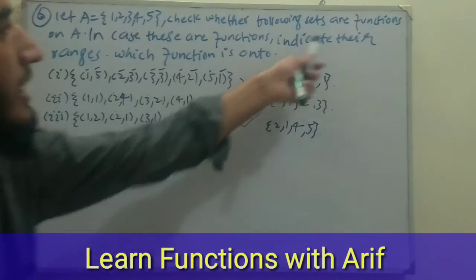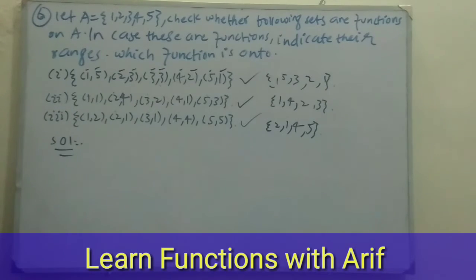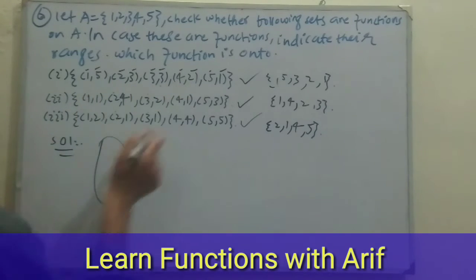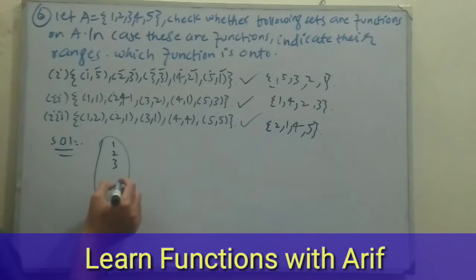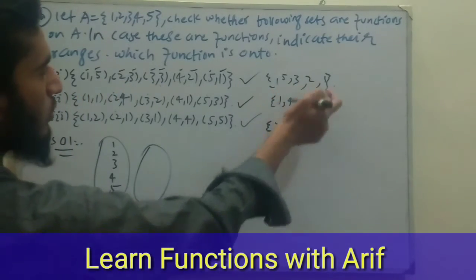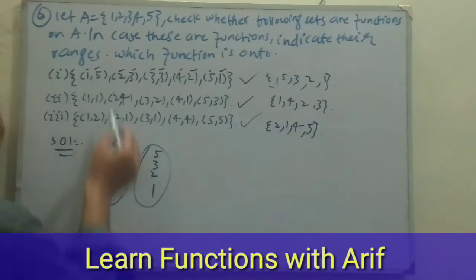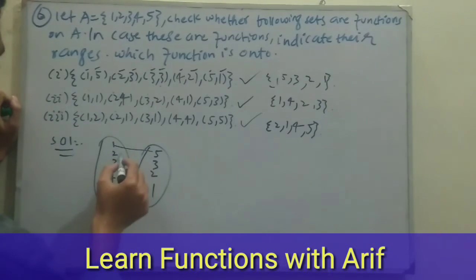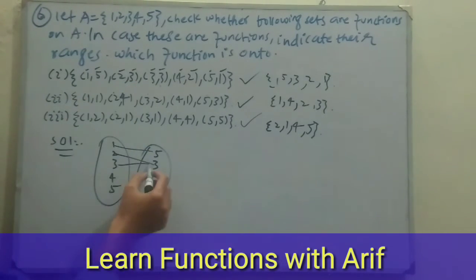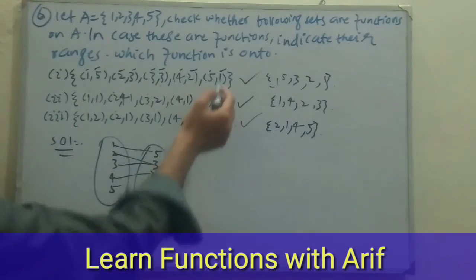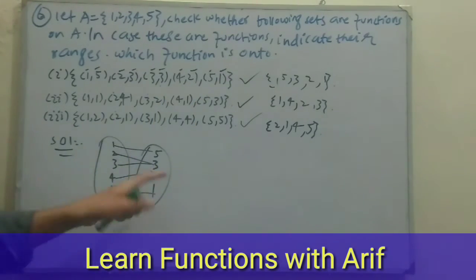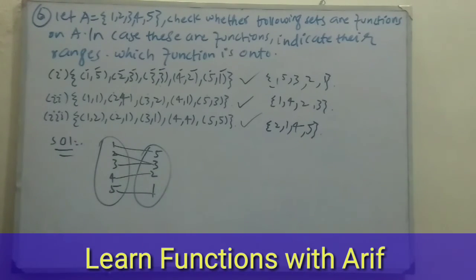After this they ask us to indicate the ranges. So after ranges, which function is an onto function? Taking the first relation, the x values are 1, 2, 3, 4 and 5. In the range we have 5, 3, 2, 1. Here 1 is mapped with 5, 2 is mapped with 3, 3 is mapped with 3, 4 is mapped with 2, and 5 is mapped with 1. So not a single element is left which is not mapped. It means the function is an onto function.